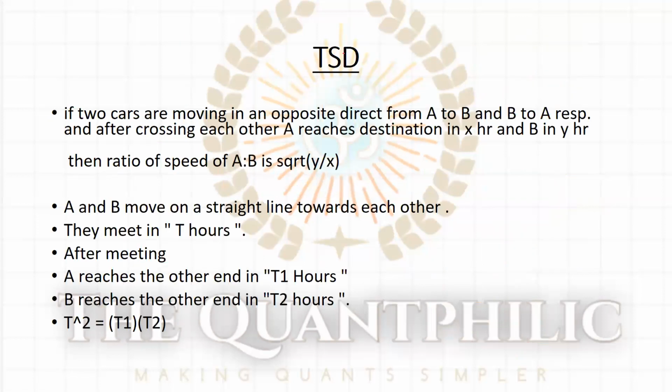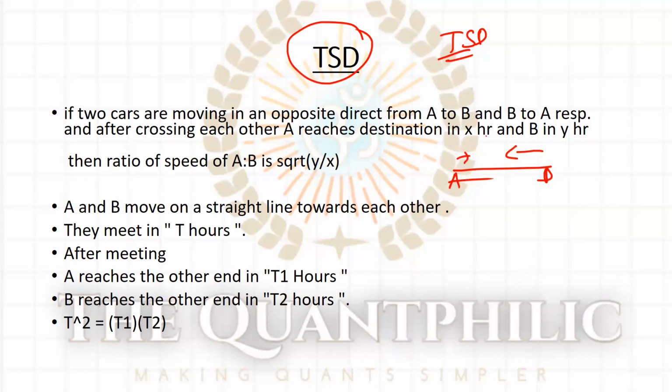Now next one, yes, this is one of the most important shortcuts for TSD. Very, very important. If two cars are moving in opposite directions, from A to B and B to A respectively, towards each other, and after crossing each other, A reaches its destination in X hours. Say they cross at meeting point M here.